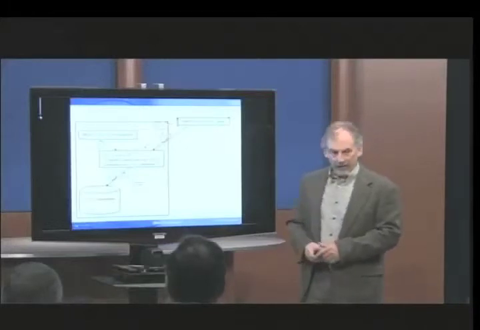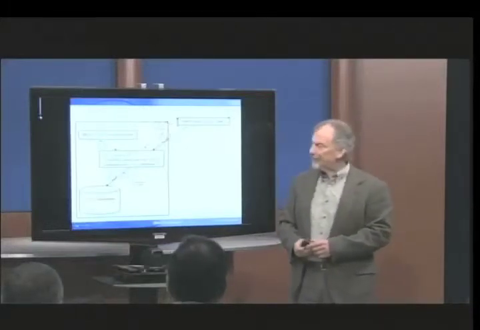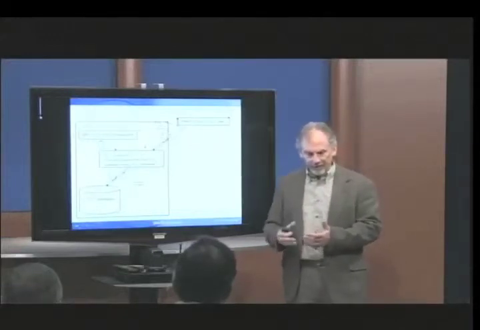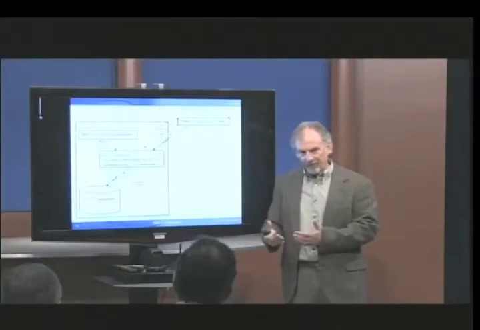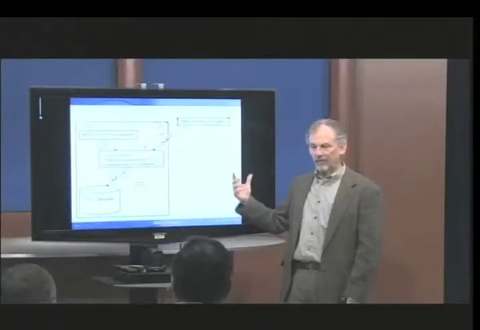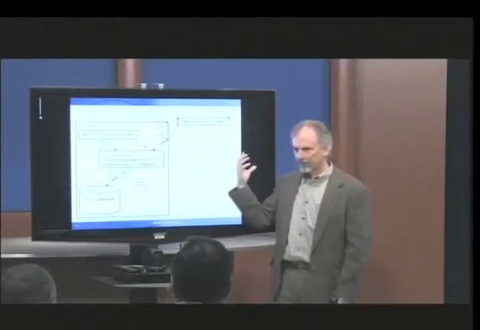DB2 has functionality called user-defined functions that they've had for some time, that basically allows the customer to define some of their own function, but invoke it as an SQL statement. And it runs kind of like a stored procedure call or within an address space. It's workload managed. And so what we're doing is we're porting the SPSS algorithms into a user-defined function that will run inside of the DB2 database, and we're going to avoid the need to call SPSS on another platform or to do that score external to the actual data.